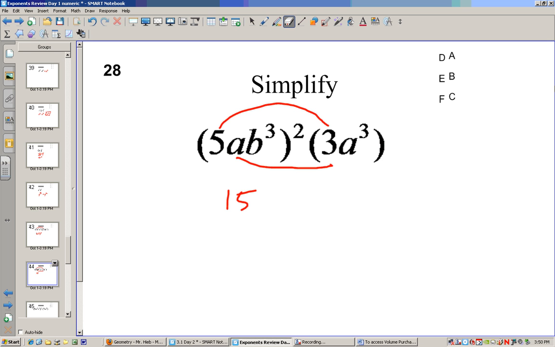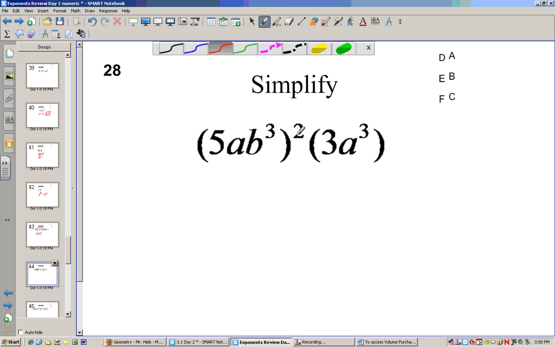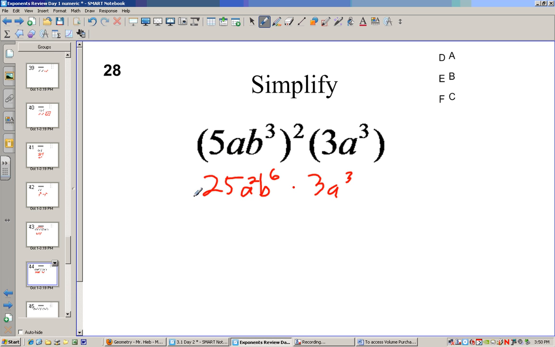Oh, why can't I do that one? I made a mistake. I was going too quickly and I didn't see this squared. So let's square all of this first. This will be 25a squared, b to the 6th. And I'm going to multiply that by 3 times a to the 3rd. So I can multiply the 25 times 3 to get 75. A squared times a to the 3rd is a to the 5th, multiplied by b to the 6th.